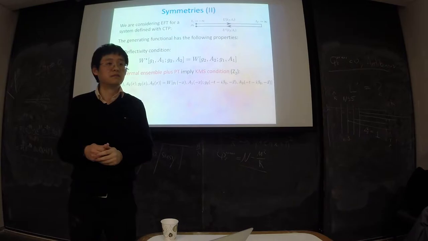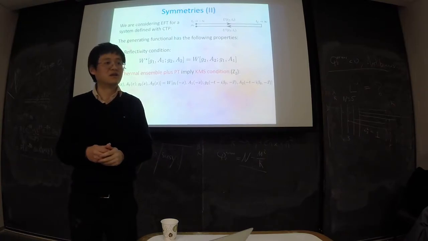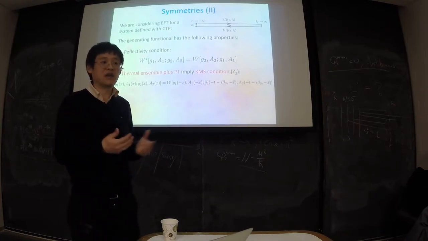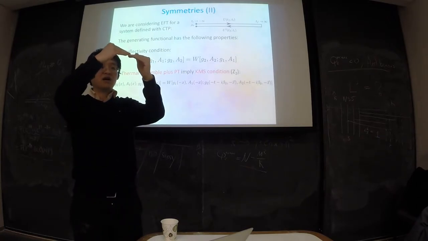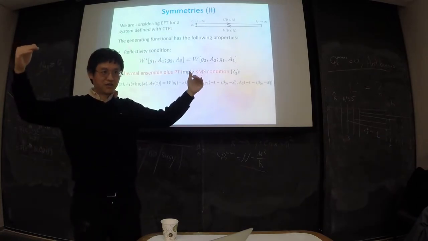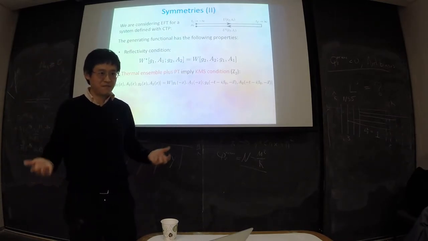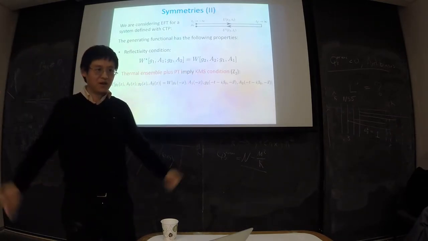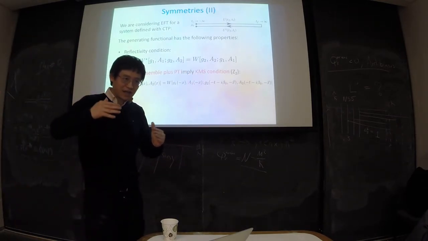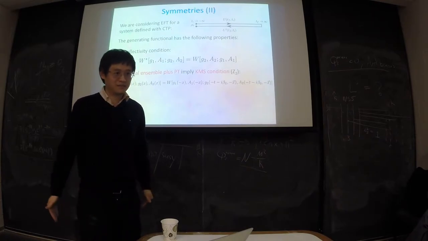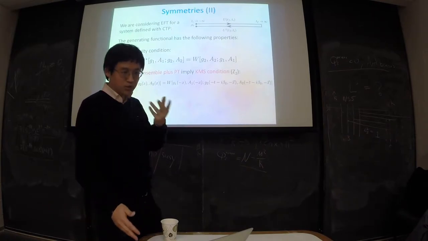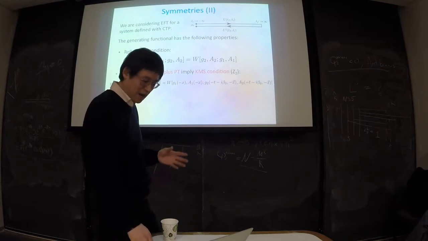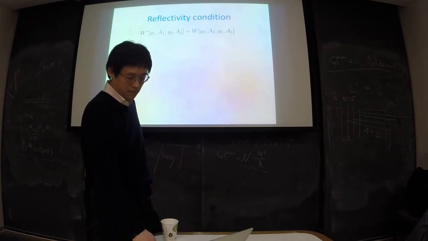Then you try to define a temperature. In a thermal partition function, we generally make a circle in the time direction, like the equilibrium transformation, to define that. But here we cannot do that. Here we just define a low energy effective field theory, so we don't have this time circle. We are doing it in real time, so that has to be imposed as some kind of symmetry.